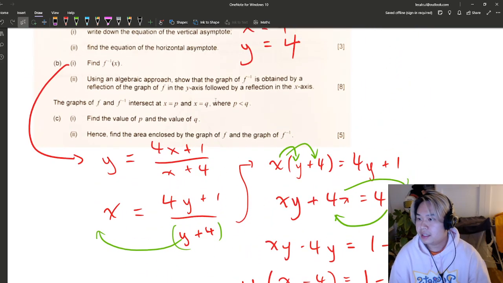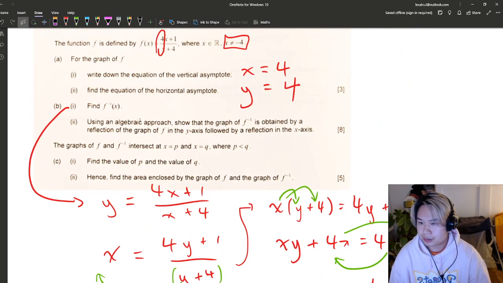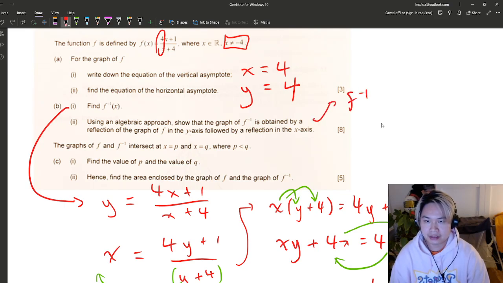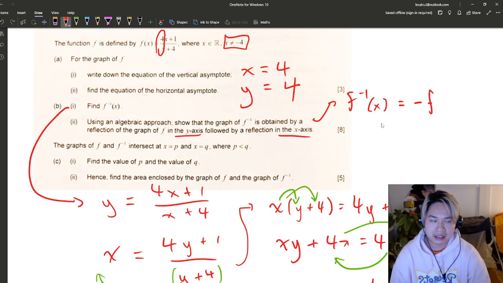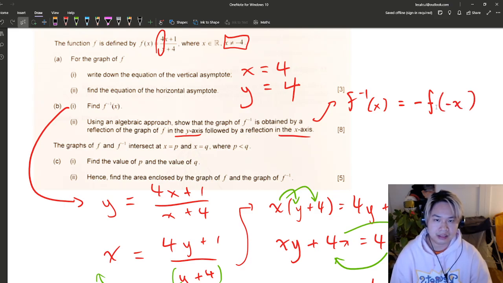Okay. And then using an algebraic approach, show that the graph of f inverse is obtained by a reflection of the graph of f in the y-axis, followed by a reflection in the x-axis. So what they're saying is that you need to show that f inverse is a reflection in the y-axis and then a reflection in the x-axis. In other words, this is equal to negative f of negative x. So that's where the two negatives would go. This one's for the reflection in the x-axis. This is the reflection in the y-axis.